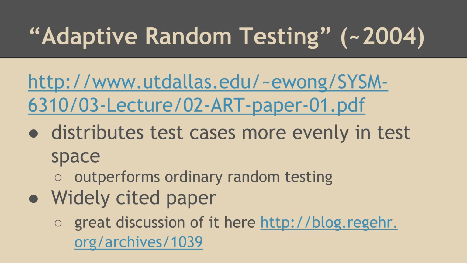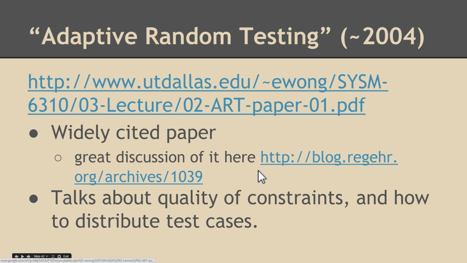So adaptive random testing came out about a year ago. It's not state of the art, but it's widely cited, and if you're doing research in this area, it's something you should read. Effectively, back in 2004, they did research on how to distribute test cases more evenly in the testing space, and they demonstrated how it definitely outperforms just random testing. It also talked a lot about constraints and the quality of constraints. We talked about this a little bit in the past lecture, and it accordingly described how to more evenly distribute test cases for more interesting constraints. And there's a really good discussion of it here on Embedded in Academia's blog. It's definitely worth reading if you're interested in this form of research.